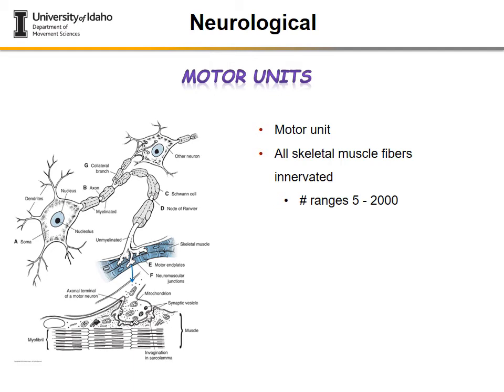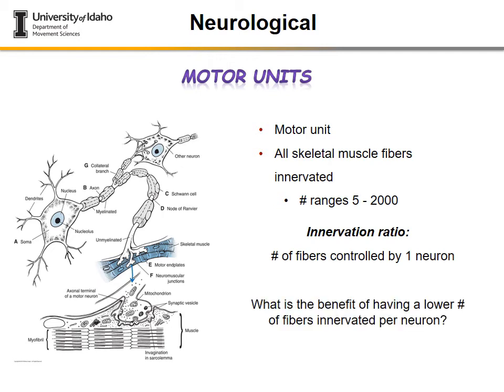Something with gross control, like a quadriceps, which is really involved in force production and greater movement, can be upwards of the higher range. So when we do this, we talk about innervation ratio, which is the number of fibers controlled by one neuron. We just talked about the benefit of having a lower number of fibers innervated per neuron, and that is being able to have more control, because that motor neuron controls fewer muscle fibers.